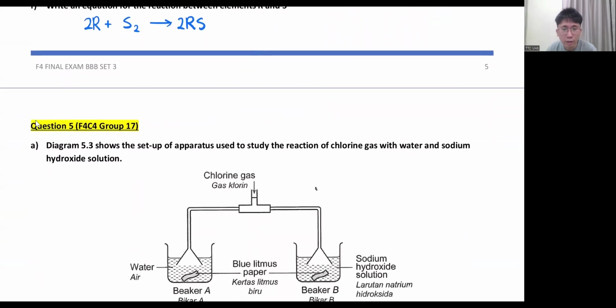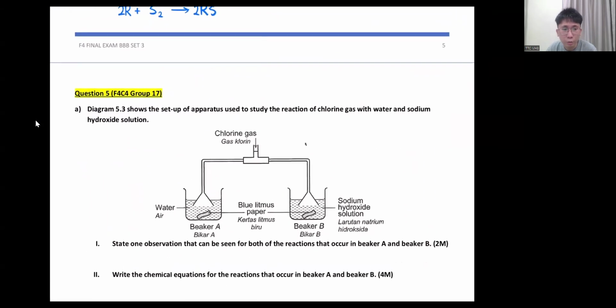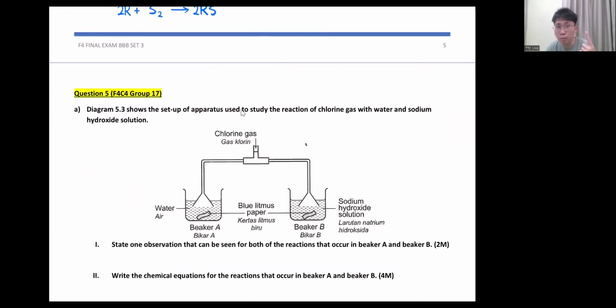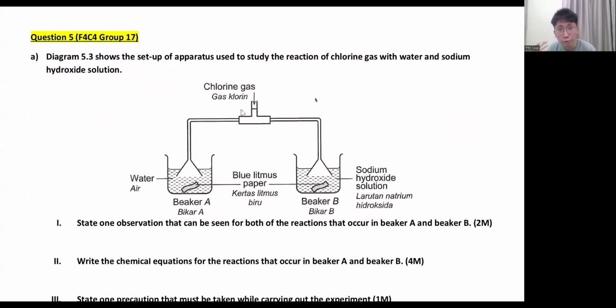Okay, going down. So now this is group 17. This one was group 1. So now we focus a bit on group 17, which is basically your fluorine, your chlorine, your bromine. So now we pump this chlorine gas into 2 different chemicals. One is water, one is sodium hydroxide. Guys, before I start the reaction, let us try to construct the equation first. What's the equation for chlorine gas with water?